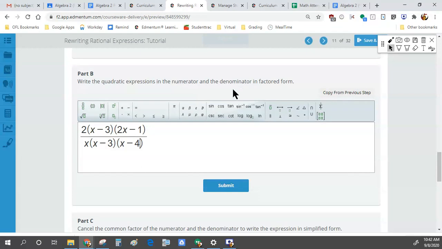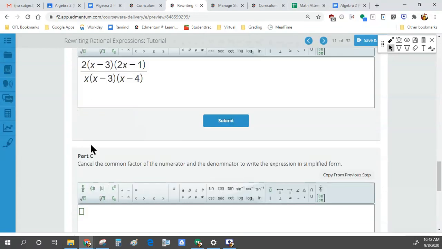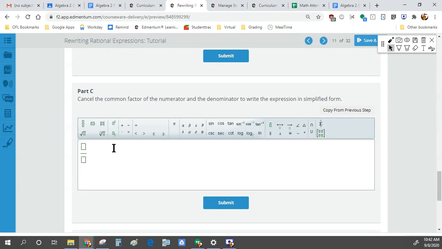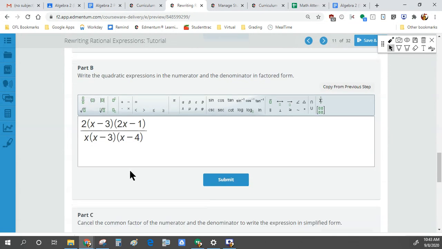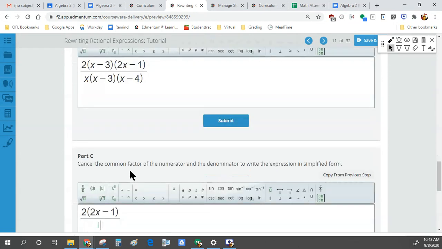So this is the quadratic in factored form. Then it wants us to simplify it. So we're going to cross these two out. So that'll give us x, parentheses 2x minus 1. And then here we're going to get this x, x and x minus 4. Give me a second, guys.